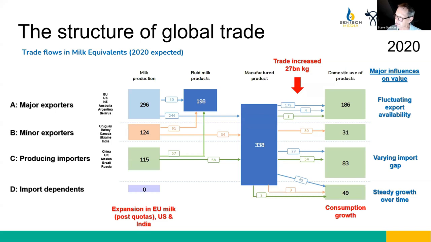The second important driver, much lower down the scale, is the import gap in those producing importers. And we all talk about China and how much demand China might have, how much it's had and how that's changed over time and where it might go in the future. That is one of the drivers, but very much a lesser influence on milk values. But China's consumption at home and the import gap is a critical variable, just as we see in Mexico and as we see in the future in the UK. And then lastly, but not least, the import-dependent regions, which just tick along, steadily growing over time. They grow in a similar vein to GDP, but there are different dynamics across those regions.